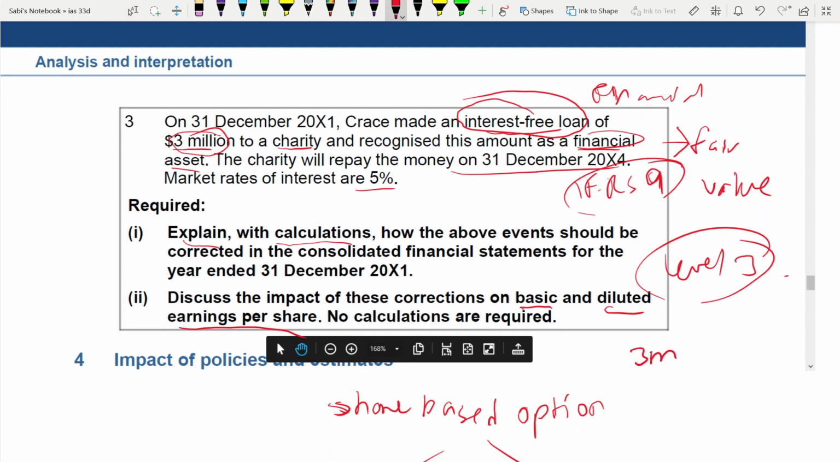You have been given the market rate of interest, that is 5% over 3 years, because starting from 2001 to December 2004 is 3 years. So when you discount it, it will be 3 million into 1 divided by 1.05, because it's 5%, to the power 3. This is how you find the present value of the future cash flow. That will be 2.6 million.